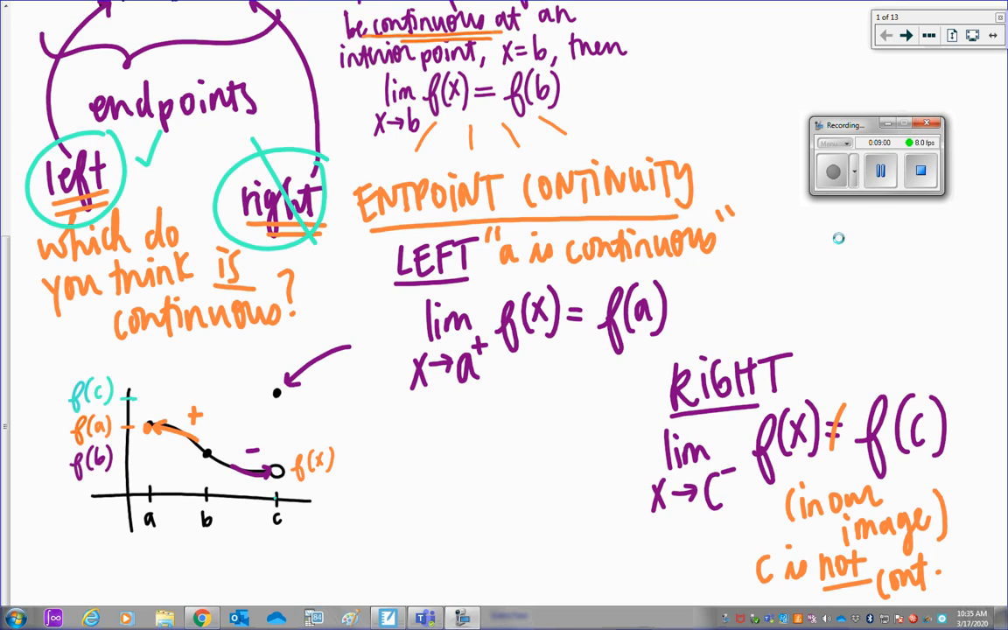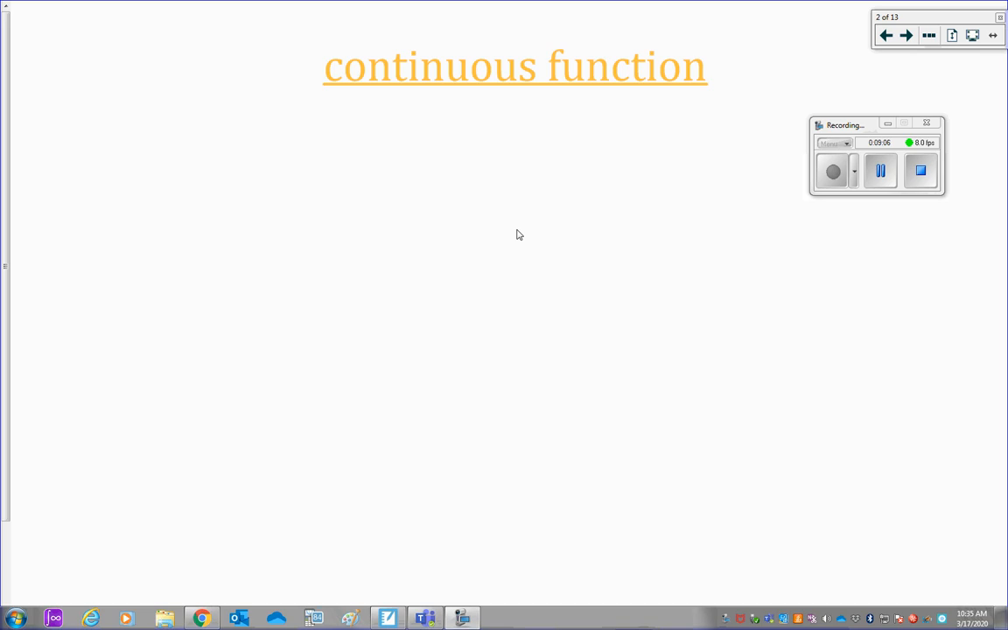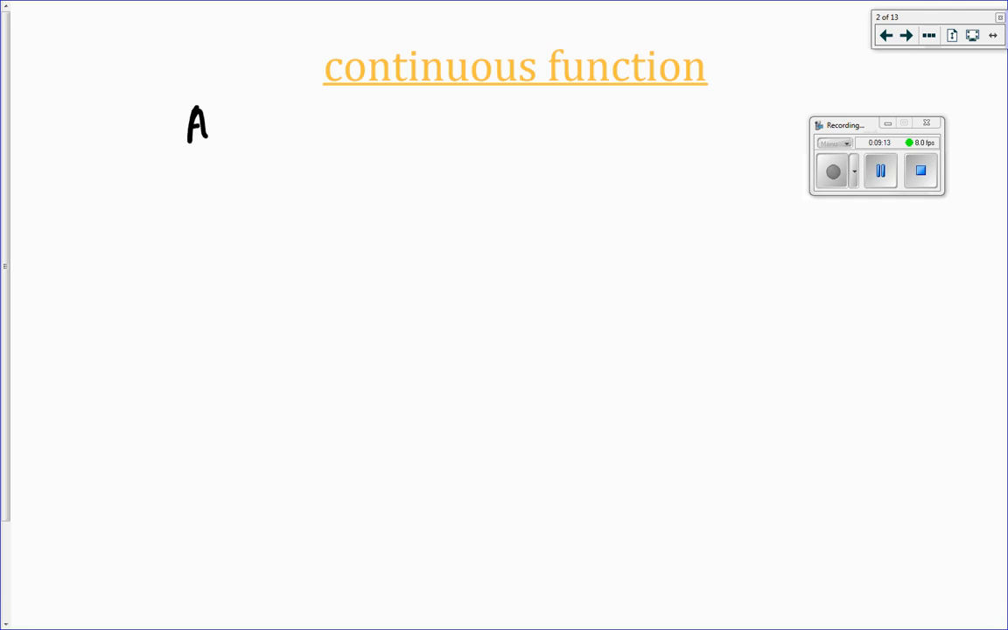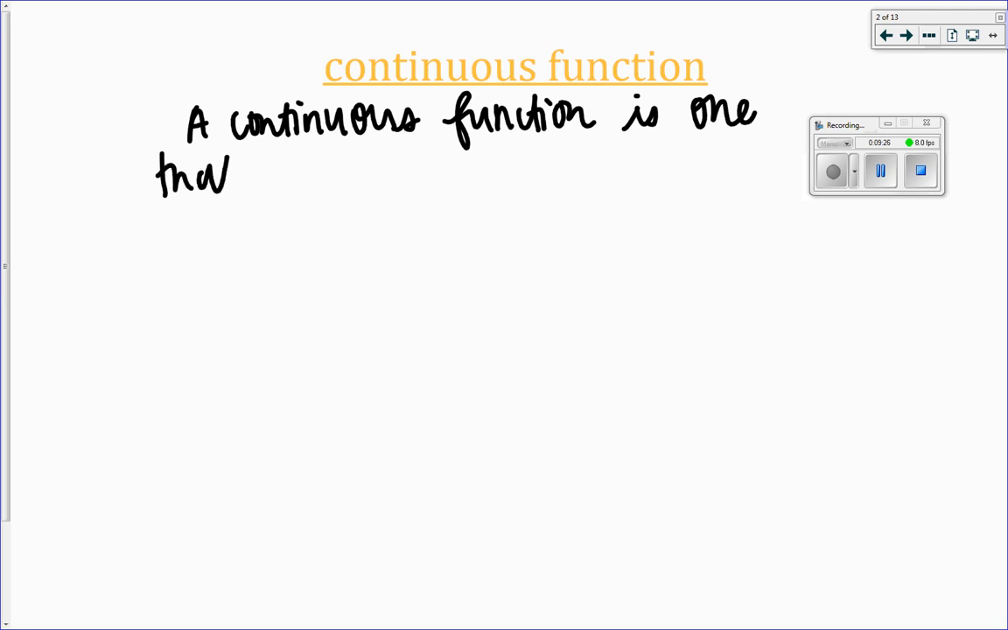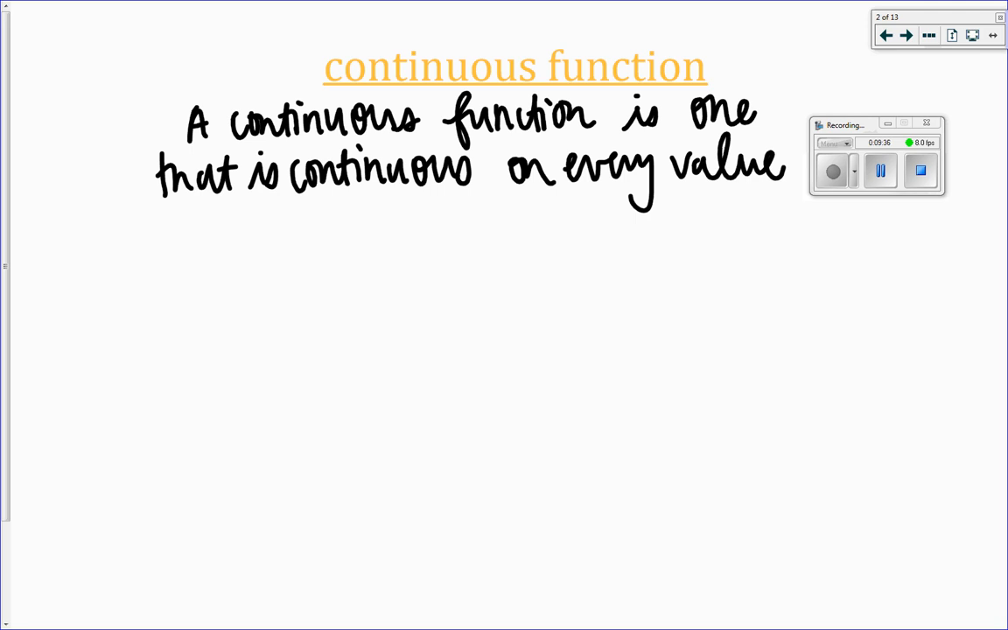All right, let's talk about more continuity. Specifically, what does it mean to be a continuous function? This is an interesting idea. So I'm going to first give you again the definition, then I'll draw a picture. A continuous function is one that is continuous on every value in its domain.